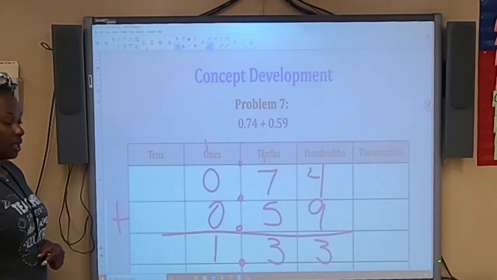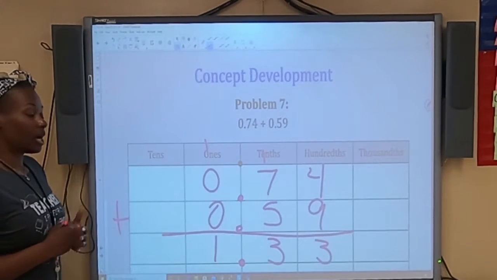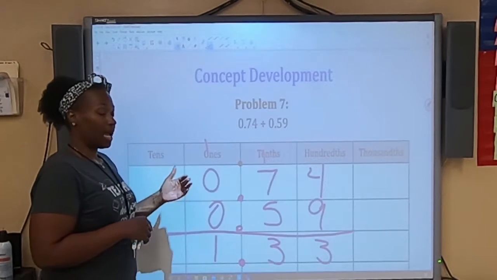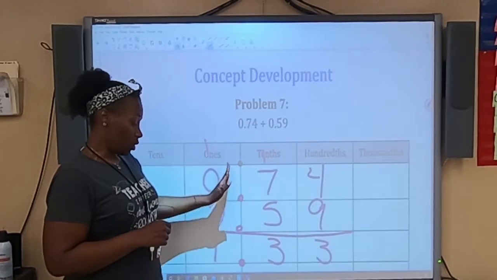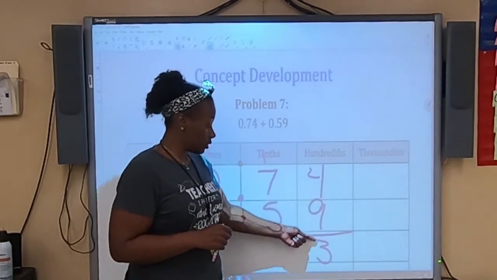Okay. Nothing has changed with our addition. We already know how to add whole numbers. Adding decimals, the only thing that's different is now you have to line your decimals up. Once you line them up, it's just normal addition.